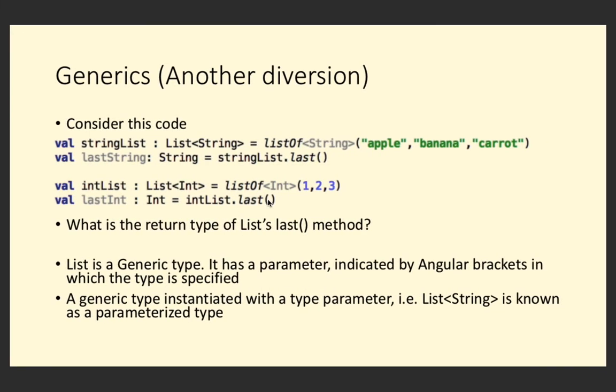In terms of how we refer to these things, list is what's called a generic type. It has a special type parameter that's declared by the angle brackets, and we use those angle brackets to specify the type of thing it is. When we instantiate a generic type, we instantiate it with a type parameter, in this case might be string, and when we do that, we're saying it's a parameterized type.